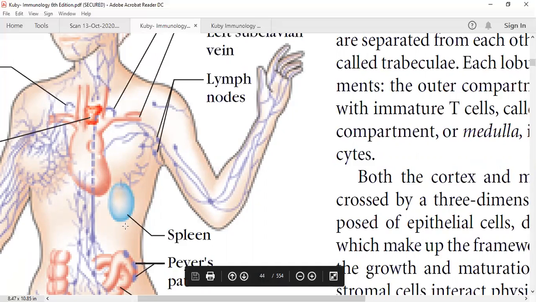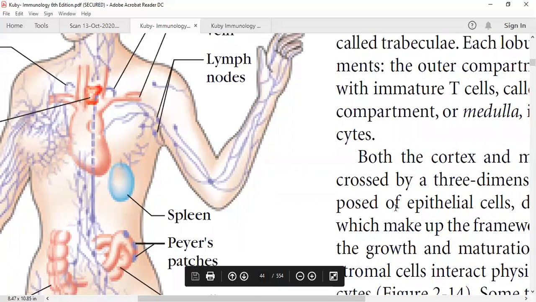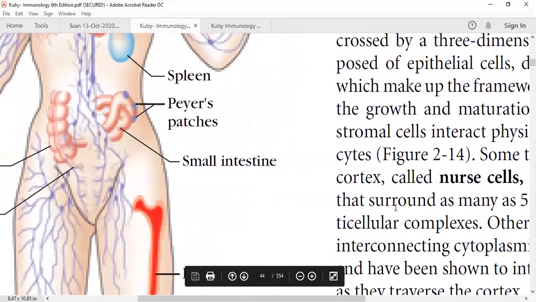So now we will move into the details of the structure of the spleen. It is an oval shaped structure. You can see this oval shaped structure is present in the upper cavity, the cavity in which our stomach is lying.